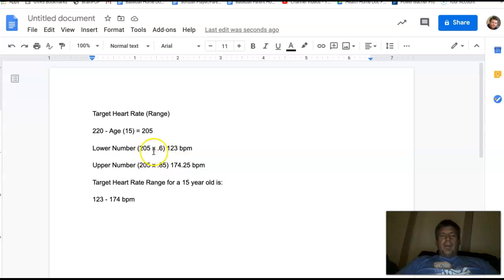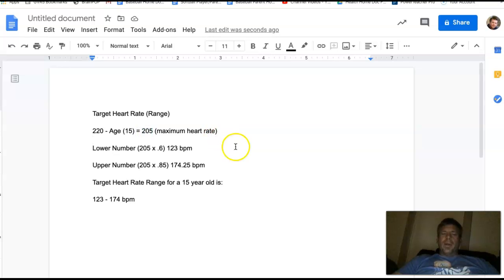All right, so I've done the math here. So the lower number is going to be 123 beats per minute, and the upper number is 174.25. So I rounded that. So for a 15-year-old, the range is 123 to 174 beats a minute. Now, the reason this is 0.6, so this is 60% of your maximum heart rate. And 205 is your maximum heart rate. So that would be 100%, essentially that.